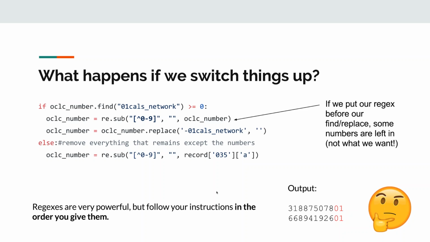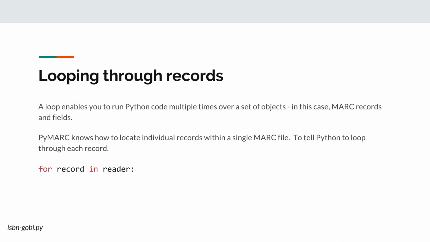Okay, looping. A loop enables you to run Python code multiple times over a set of objects. So in this case, MARC records and fields. As I said before, PyMARC knows how to locate individual records within a single MARC file. To tell Python to loop through each record, you use the statement for record in reader.